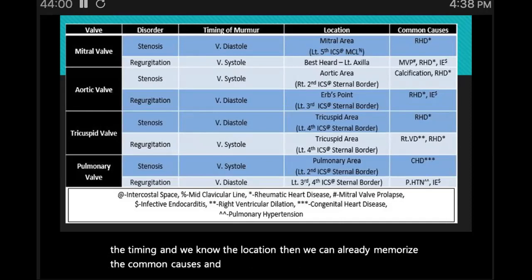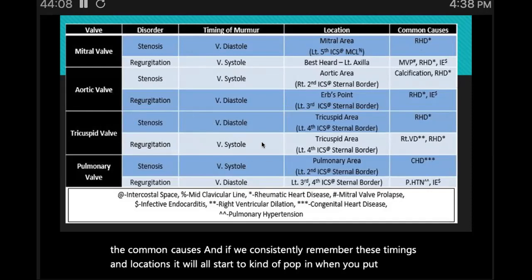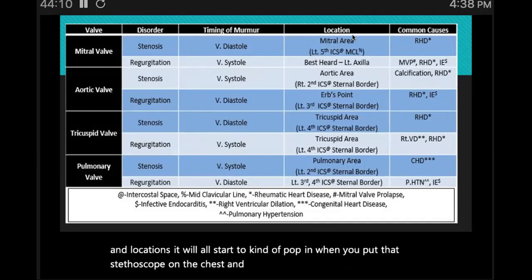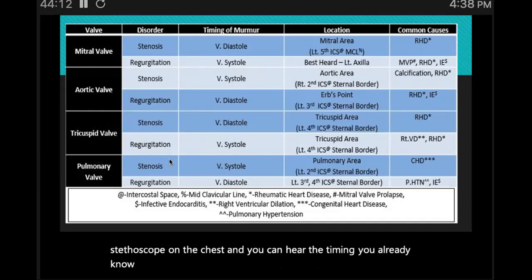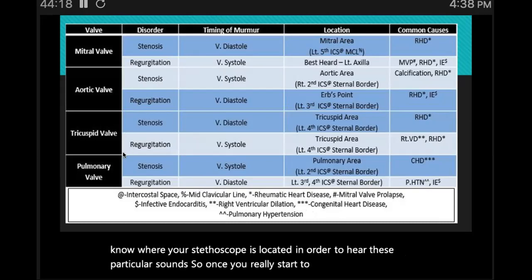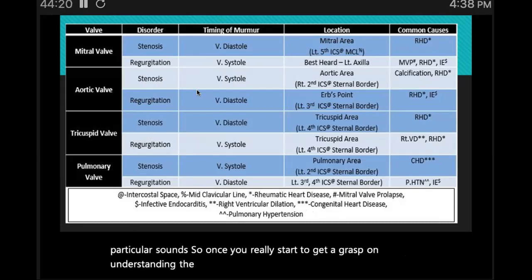And if we consistently remember these timings and locations, it will all start to pop in when you put that stethoscope on the chest and you can hear the timing. You already know where your stethoscope is located in order to hear these particular sounds. So once you really start to get a grasp on understanding the differentiation of timing and location of these particular murmurs, the common causes, and you just remembering which valve is being affected, it will start to click.